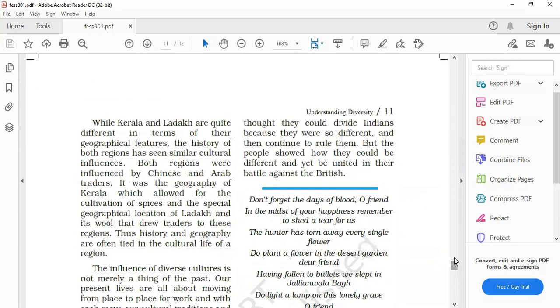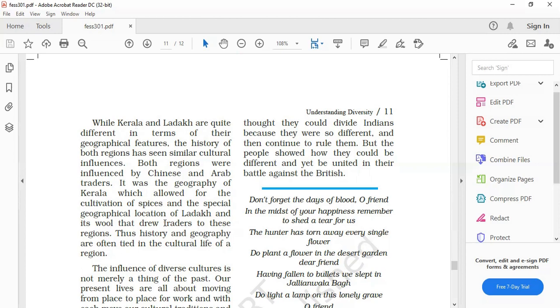See, we started earlier with the historical and geographical influences. Here is the answer: while Kerala and Ladakh are quite different in terms of their geographical features, the history of both regions is similar. This paragraph is your answer. Okay, so please go through the question. I will again repeat the question: history and geography are often tied to the culture. See, this is the last line. Underline this line: history and geography are often tied to the culture and life of a region. Justify your statement. From the beginning of that page to this is your answer.